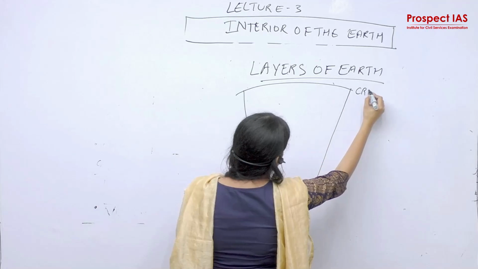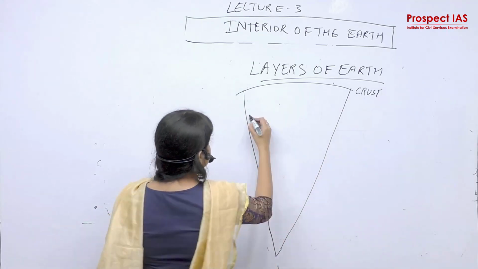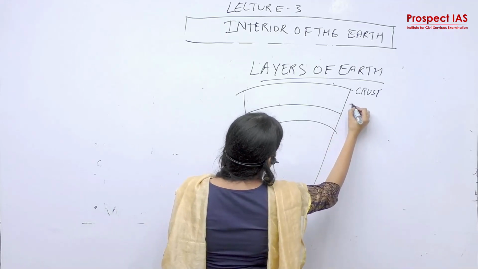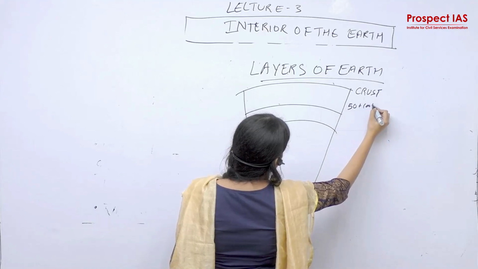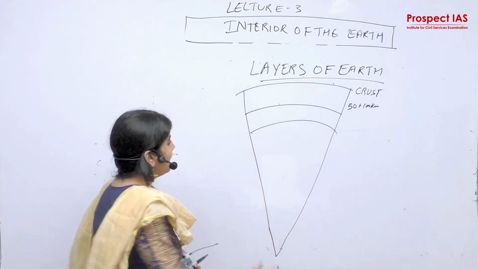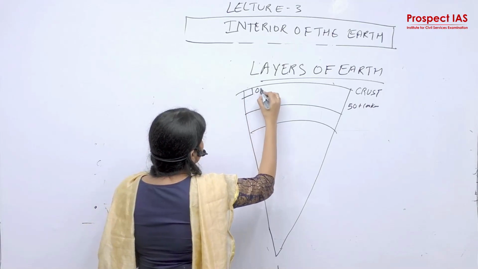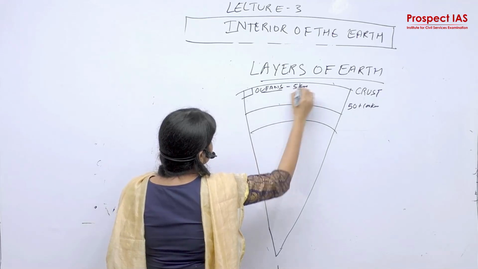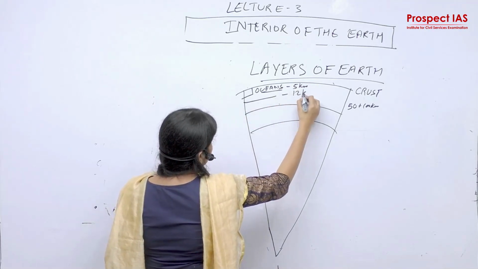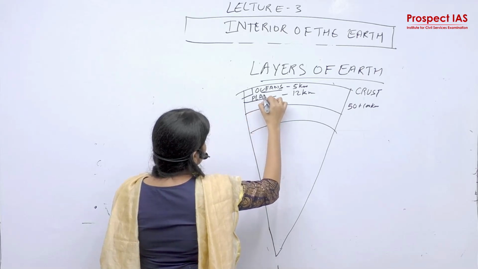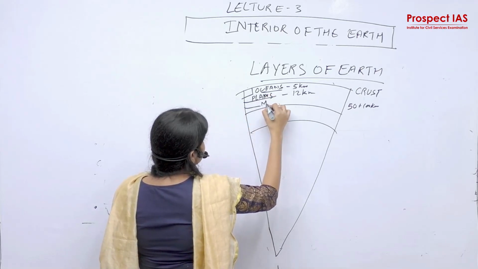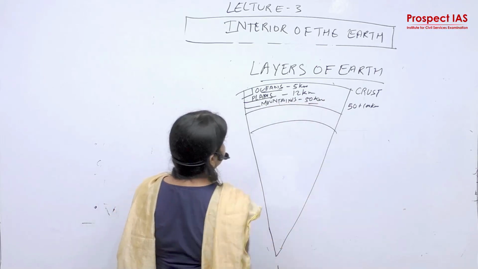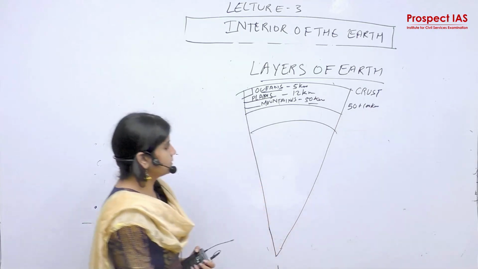This is crust. It goes to 50 to 100 kilometers in some places. At oceans, it is less than 5 kilometers. At plains, it is 12 kilometers. At mountains, it is 50 kilometers, rounded off. So 50 to 100 kilometers, depending on the peak and the height.